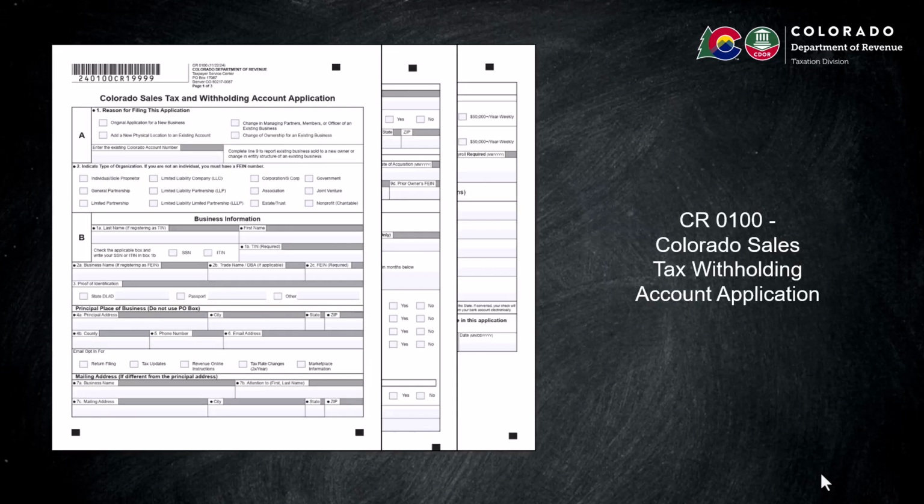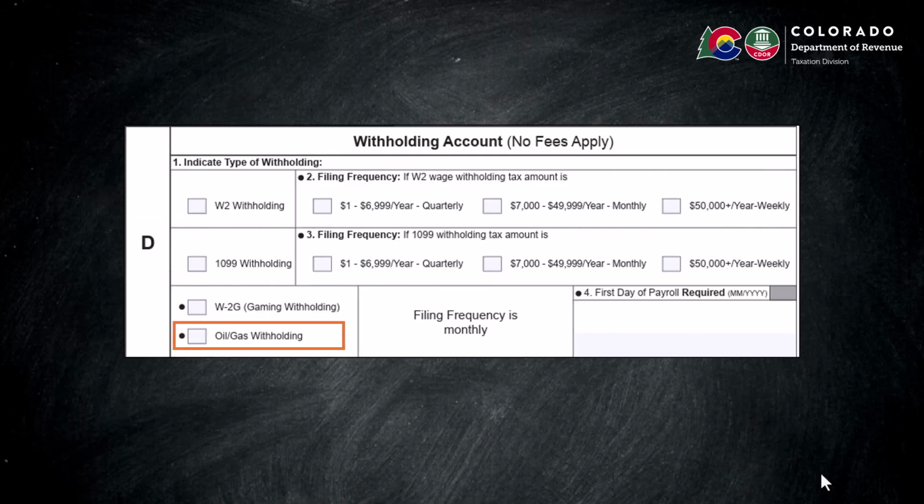To open a severance withholding tax account, each withholding agent must complete and submit the form CR 0100 Sales Tax Wage Withholding Account application. The CR 0100 is a multi-purpose form that can be used to open accounts for other tax types. To apply for an oil and gas severance tax withholding account, you must check the appropriate box in Section D.